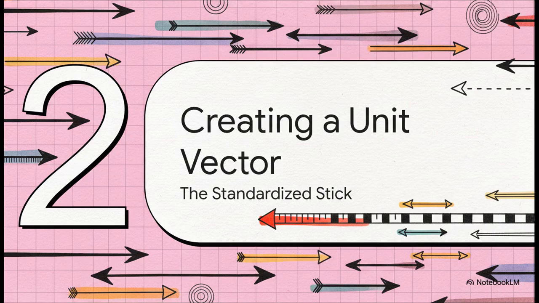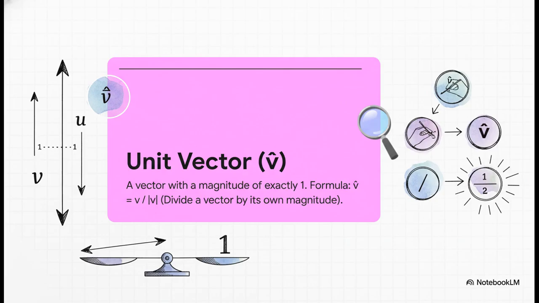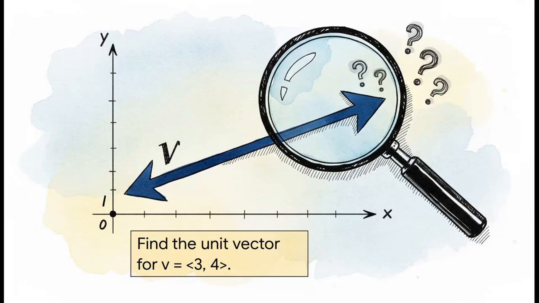Think of it like a perfectly standardized measuring stick that keeps the direction we want, but locks the length down to exactly 1. So here it is: a unit vector, and you'll often see it with this little hat symbol on top, is nothing more than a vector whose length is exactly 1. The process is called normalization, and the formula? It's beautifully simple. You just take your original vector and divide it by its own length. That's it.